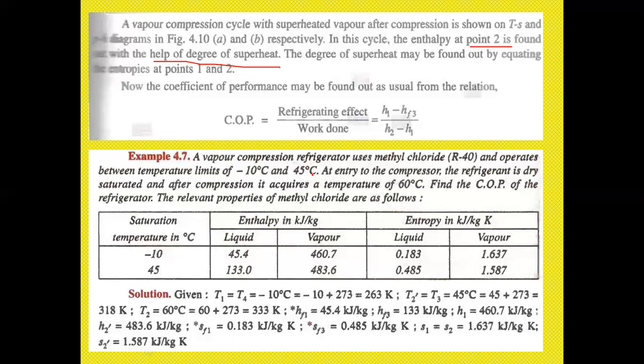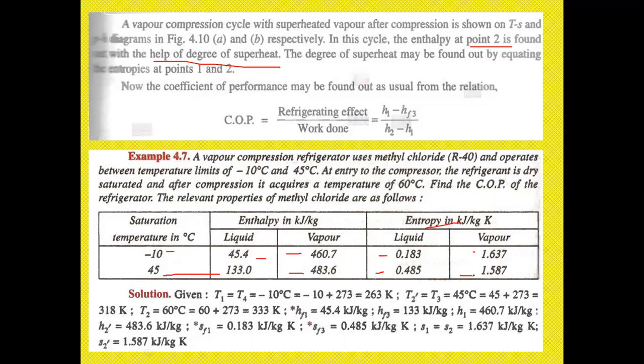The saturation temperature at -10 degrees centigrade, the liquid enthalpy is 45.4, and at 45 degrees the liquid enthalpy is 133. Coming to the vapor, it is 460 and it has changed to 483. The entropy of liquid is 0.813 and 0.485, and the vapor is 1.6, and at 45 degrees the entropy of vapor is 1.587. So with this data, write down the given data.